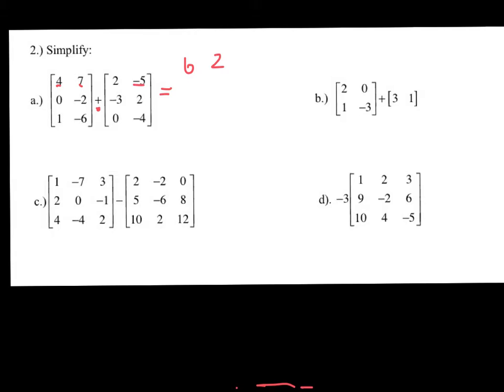0 and -3 is -3. -2 plus 2 is 0. 1 plus 0 is 1. -6 plus -4 is -10. Just don't forget your brackets. And that would be it. So those two matrices added together gives you the matrix, still a 3x2, of 6, 2, -3, 0, 1, and -10.